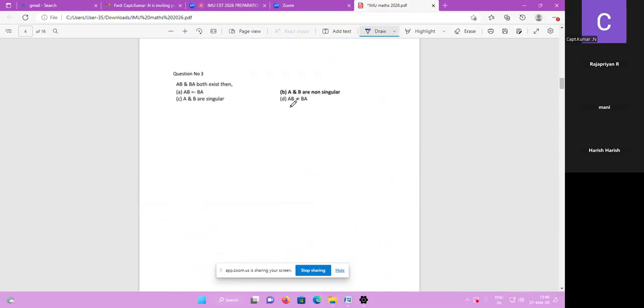Now, question number 3. At first glance, you may see this question as maybe incorrect. But look, they are giving that AB and BA both exist. Suppose A is an M cross K matrix and my B is a T cross L matrix. If AB exists, this K should be equal to T. This is the basic definition of matrix. Whenever your inner dimension is equal, then only you can multiply, right?